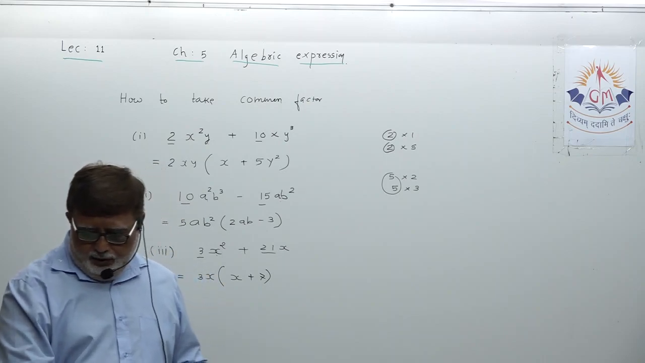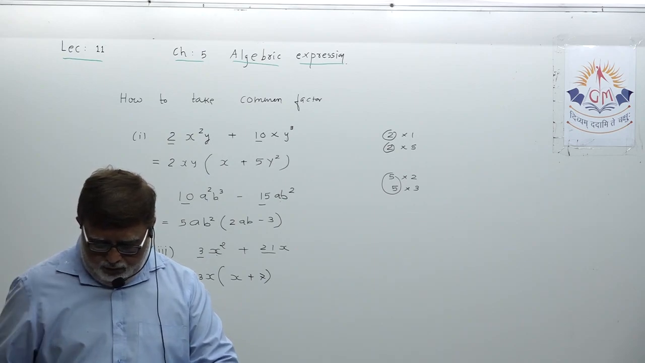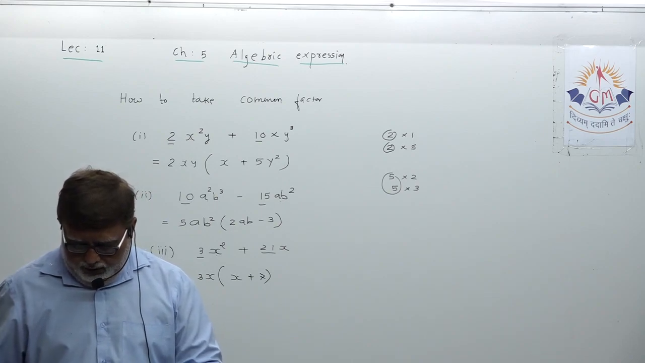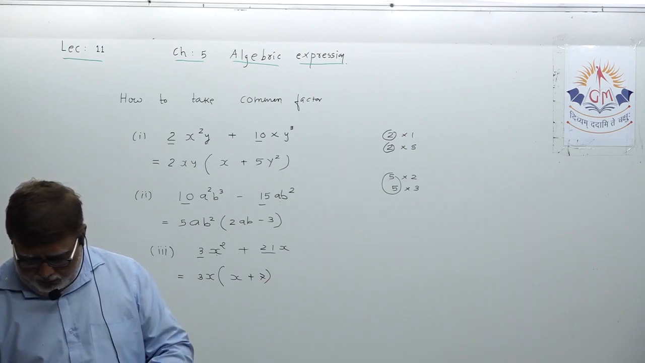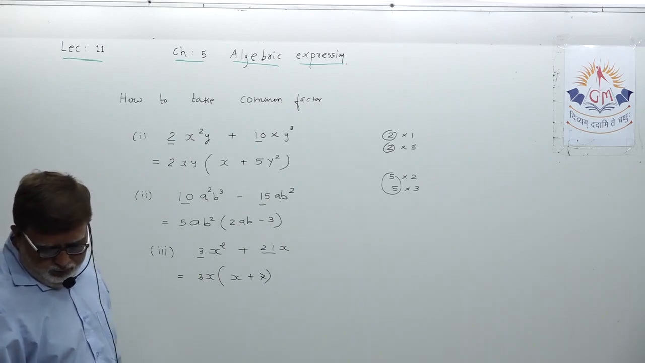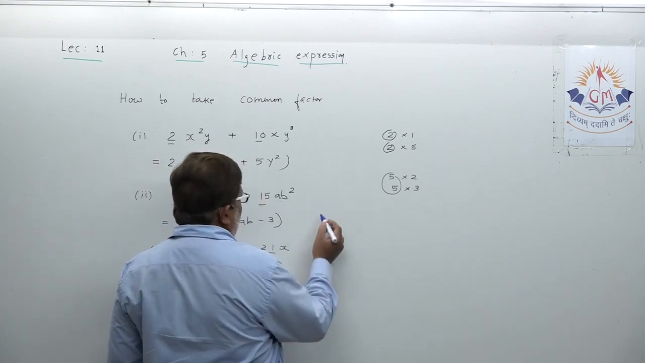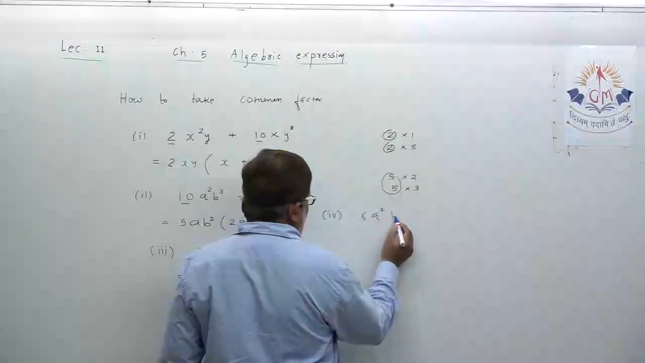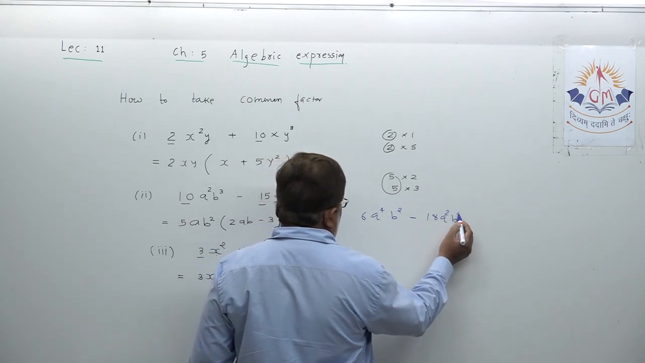I would like to take at least one or two examples from the textbook itself, so that it becomes very clear in your mind how to take out common. Okay, let me take one example from the textbook. Suppose, dear student, I give this, one more: 6a raised to 4 b square minus 18a square b raised to 4.